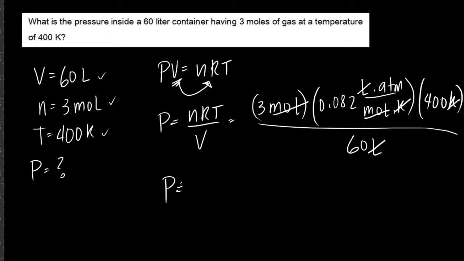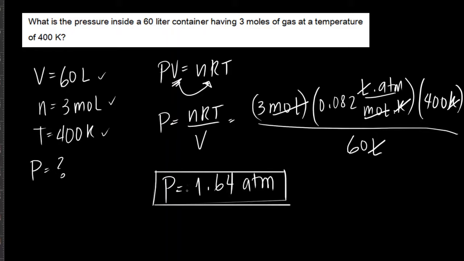Okay. So, you have 3 times 0.082 times 400 divided by 60. And we are left with 1.64 atmospheres. Okay. So, there's no strict unit required. So, yeah, we can work with this answer.